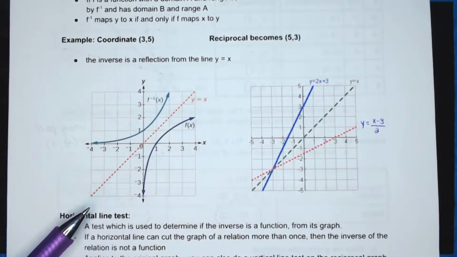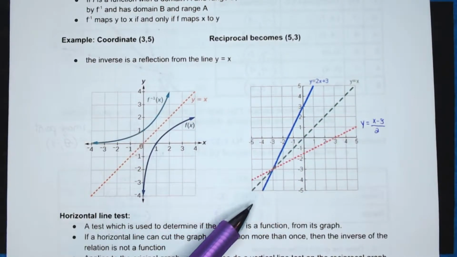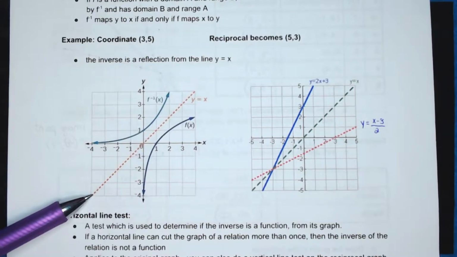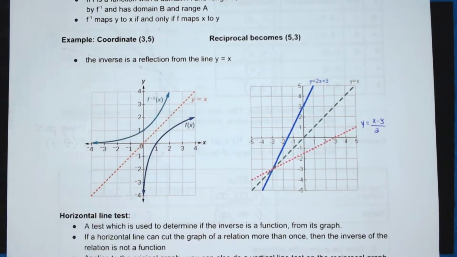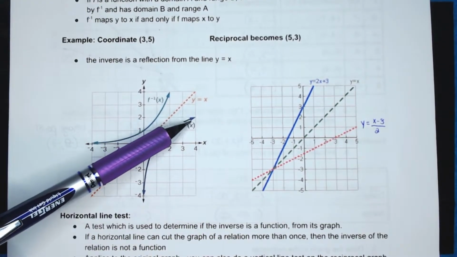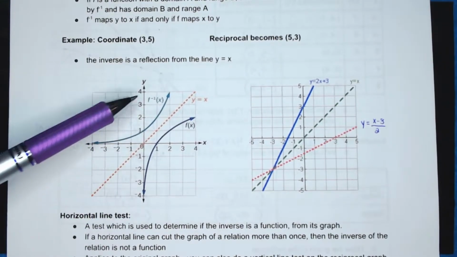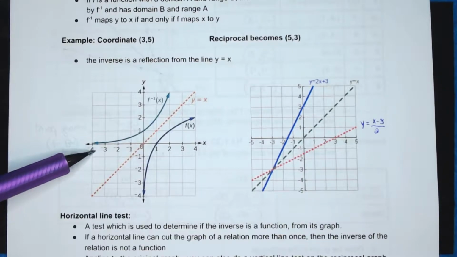You can see that we have this dotted line y equals x in these two graphs. On this one it's orange, this one it's green. Now, you have your function f of x, and it's reflected over that y equals x line to give you f to the minus 1 of x.